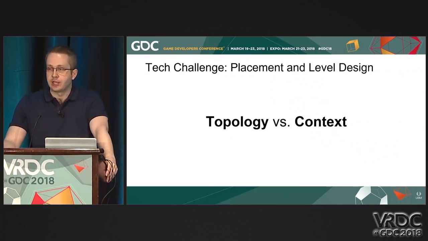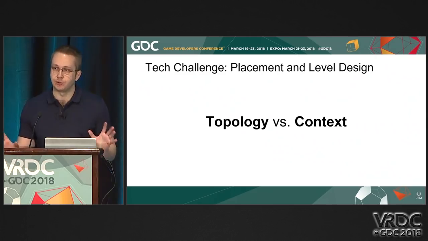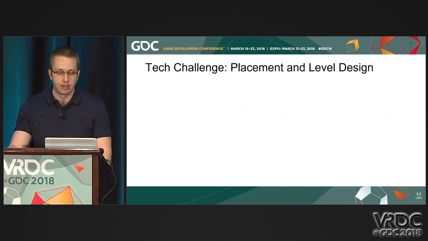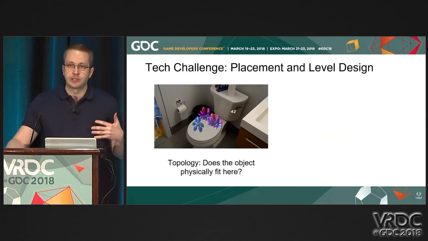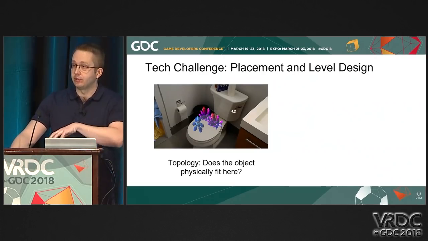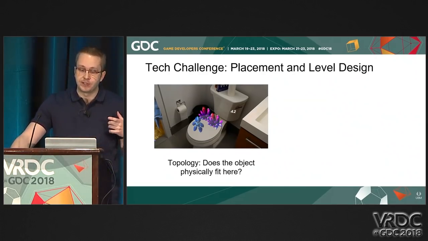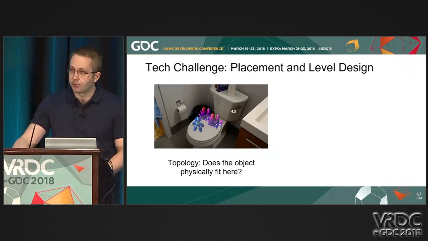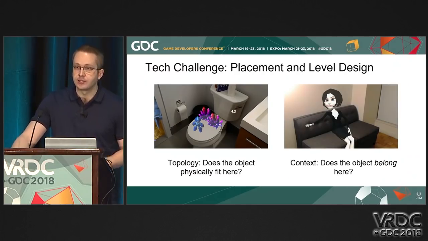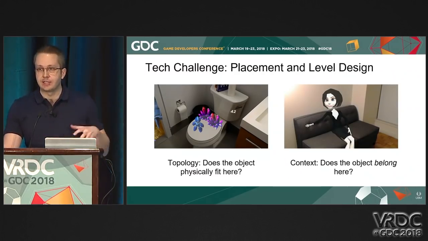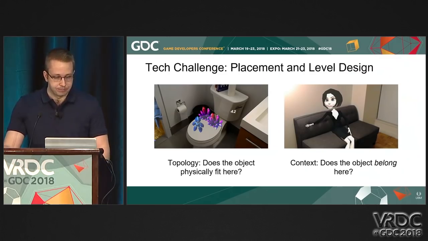The placement and level design challenge, I would say, is mostly a technical challenge, and I like to think of it as topology and context, the two big factors here. And what I mean by topology is, does the object actually fit within the topographic area that you have physically, without asking whether it belongs there? So, for example, why are these crystals on my toilet? I have no idea. They probably don't belong there. Context would answer that question, and that's a matter of detecting objects. So in this photograph, the character was actually placed after the couch was detected.